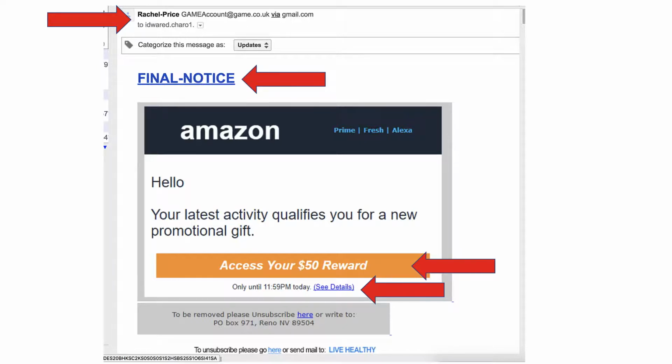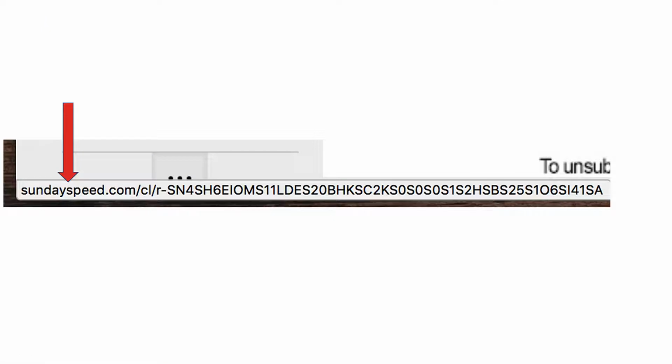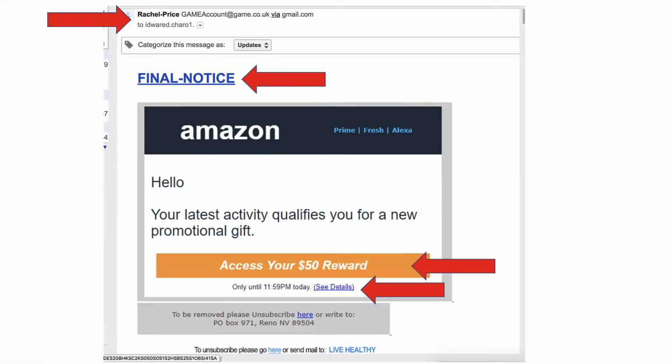Now recall when I said about hovering over one of the links, because we would assume if we hovered over any of these links that we're going to see that the link actually goes to Amazon.com. But when you hover over the link, here's what you see: Sundayspeed.com. So essentially, none of this has anything to do with Amazon.